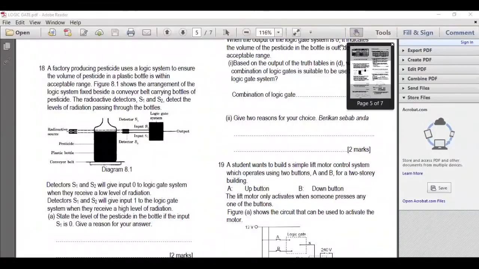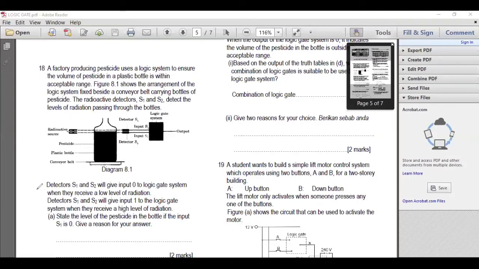Okay, now we look at an example of another passive question. A factory producing pesticide uses a logic gate system to ensure the volume of pesticide in the bottle is within acceptable range. Figure 8.1 shows the arrangement of the logic gate system fixed beside a conveyor belt carrying bottles of pesticide. The radioactive detectors S1, S2 detect the level of radiation passing through the bottles.